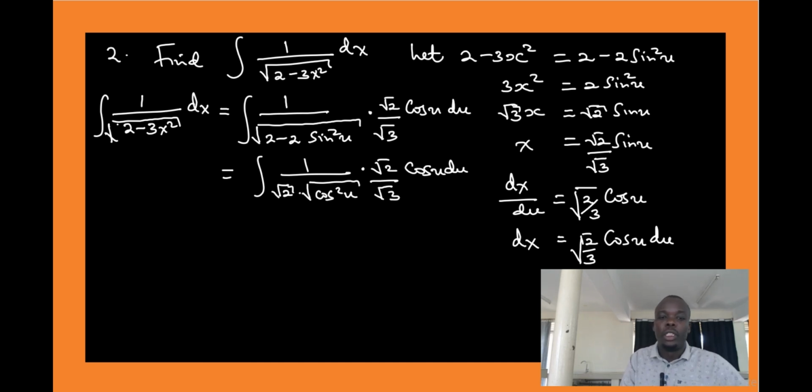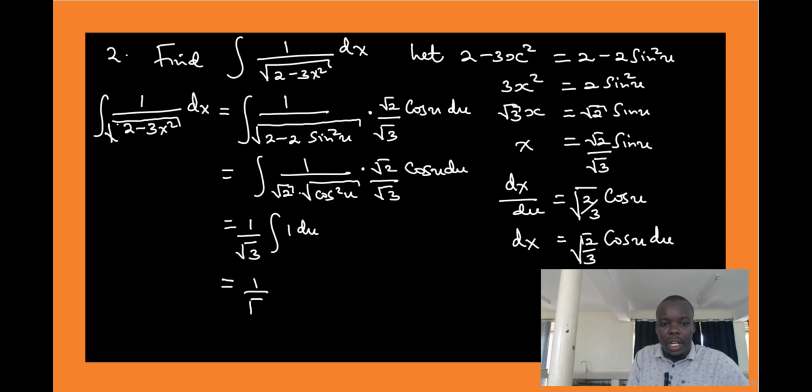Then from this point, root of 2 and root of 2 will cancel. I can decide to pull out 1 over root 3. Then I remain with cos squared of u under the square root, which is the same as cos of u, but cancelling with the other cos of u. So it means I'll now have the integral of 1 with respect to u. And at the end of the day, we can say the answer will be 1 over root 3 times u.